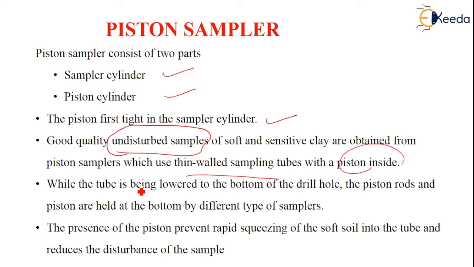When the tube is being lowered to the bottom of the drill hole, the piston rods and the pistons are held very carefully at the bottom by different types of samplers. The presence of the piston will prevent the rapid squeezing of the soft soil into the tube and also reduces the disturbance of the sample, which generally occurs in other methods.